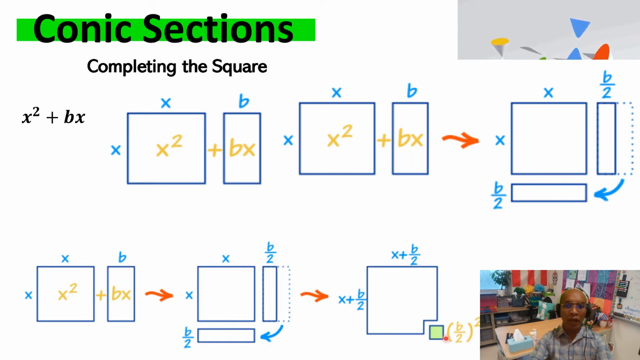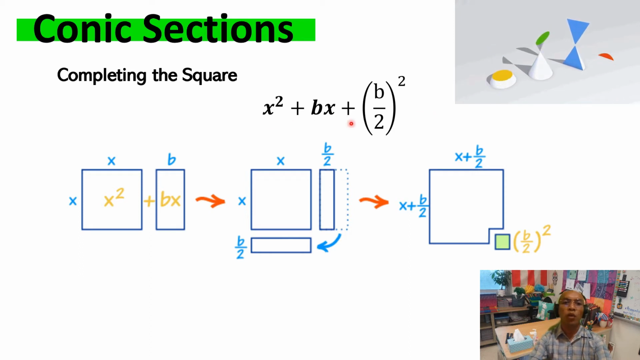As you can see, we have a lacking part here. To complete this square, this side is represented by b over 2 because it is equal to the side of this rectangle. Since this is a square, this side is also b over 2. If we connect this to the figure, it will make a square. So in order to make this expression a complete square, we need to add the square of half of b. So x squared plus bx plus b over 2 squared is a perfect square trinomial.